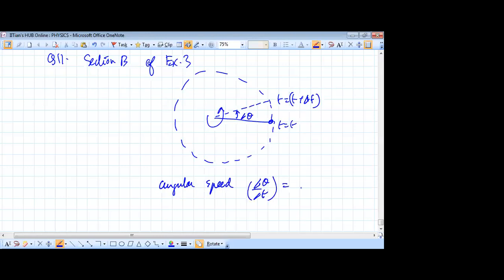So how much does the angular speed come to? That is given in the question here, now question number 11. Yeah, it is given as 3 revolutions per second.